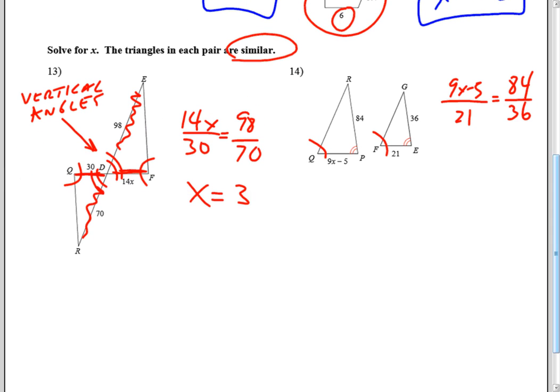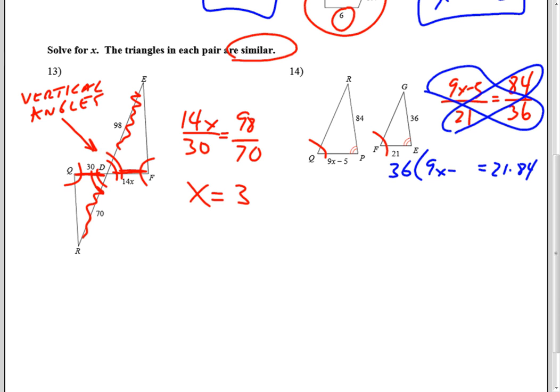How do you solve a proportion? Cross multiply. 21 times 84. 36 times 9x minus 5. Some people skip these steps. I recommend you write it down. You're going to have all periods. You're going to have an hour and a half. The review problems are super easy this time. You're going to get through that right away. It's just a matter of going through.